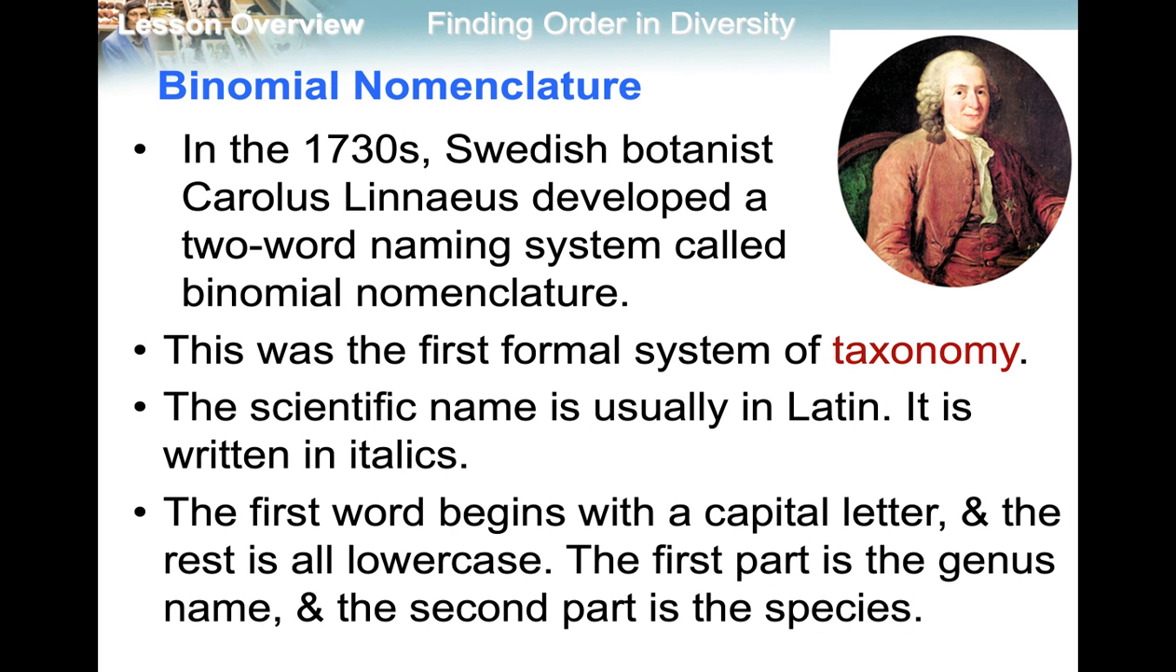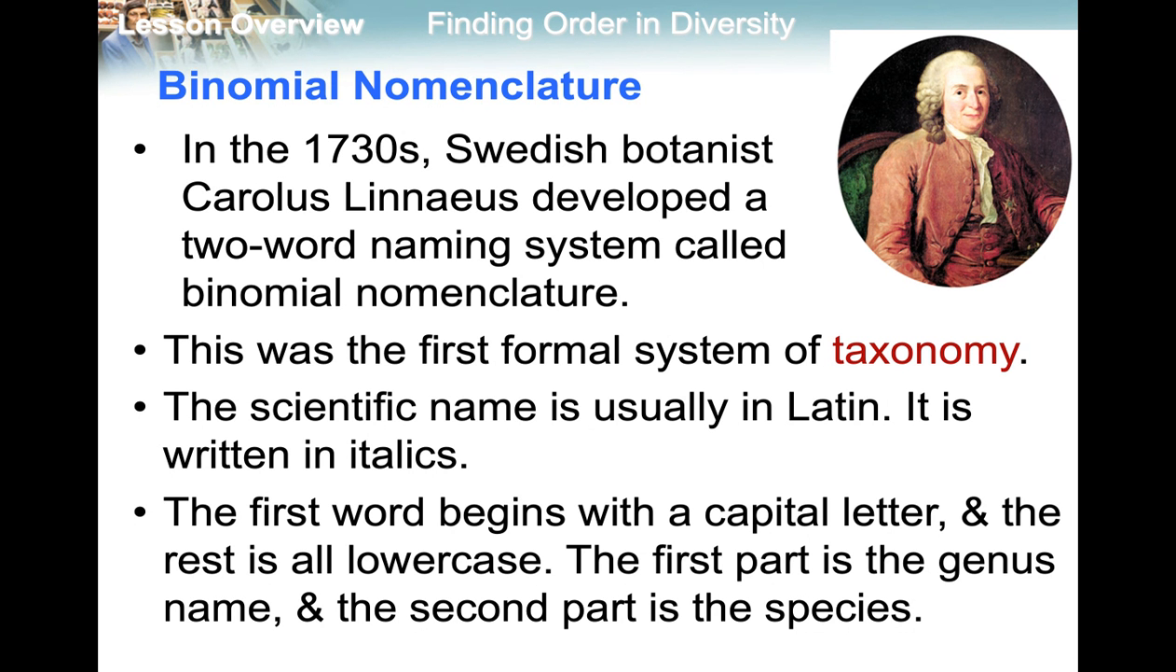Binomial nomenclature. So in the 1730s, Carl Linnaeus is the one who designed our scientific naming system called binomial nomenclature. And that is what our scientific names are. Our scientific names are all based in Latin. What Carl Linnaeus came up with was the first scientific naming or classifying system, the first formal system of taxonomy.